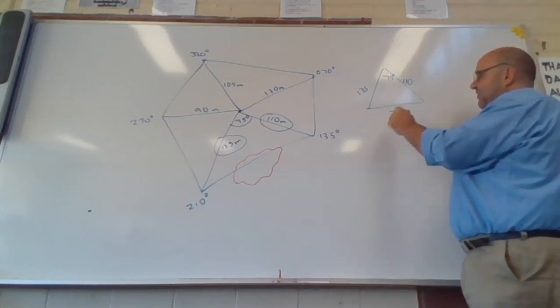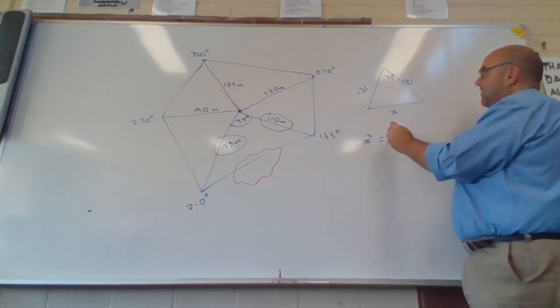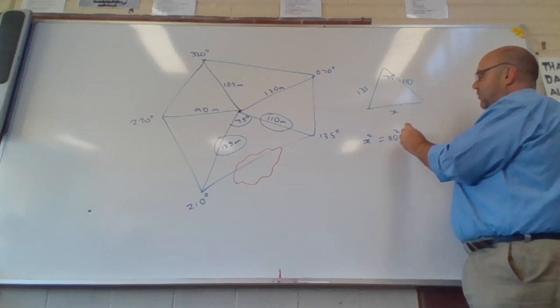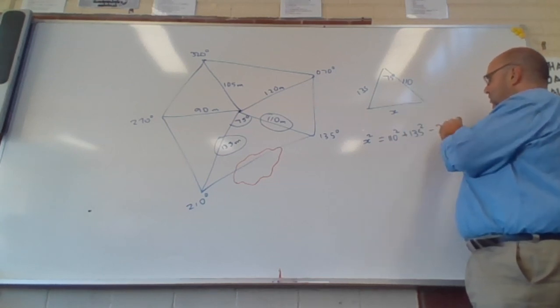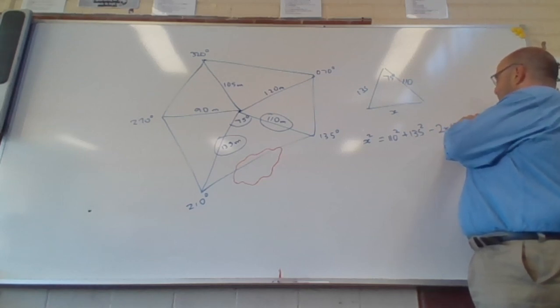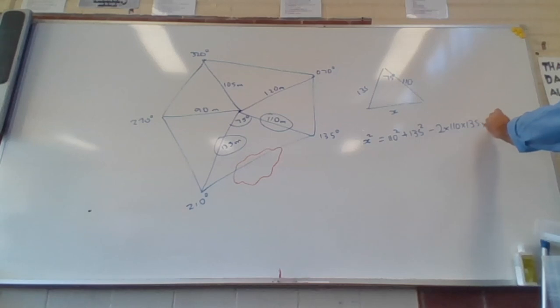And the cosine rule says x squared equals a squared plus b squared, 110 squared plus 135 squared, minus 2 times 110 times 135 times the cos of the included angle, 75 degrees. So can somebody please do the calculator work for me there?